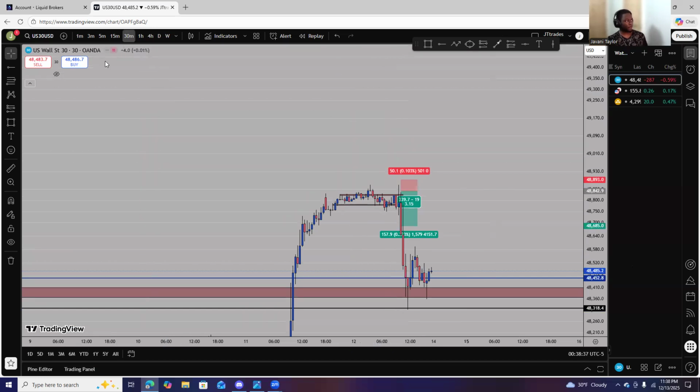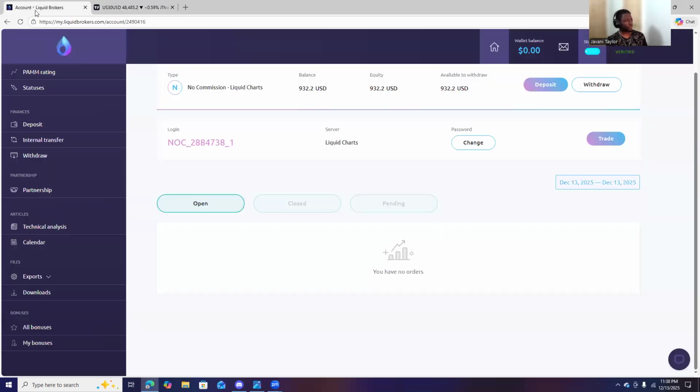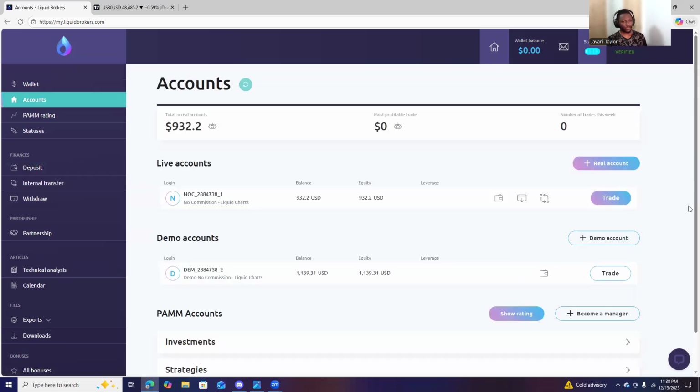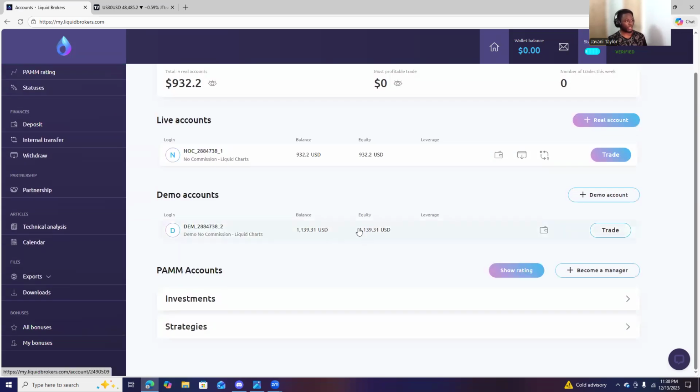But yeah, this is the broker that I use. Let me show you real quick. They have, where's accounts, right here. You can go and use demo. So I was testing the market out first with a $1,000 account, and I wanted to see what the spreads were like on this broker. So I ended up testing it out with a demo. As you can see, demo account right here. So I ended up depositing $932. I haven't started trading on this account yet.